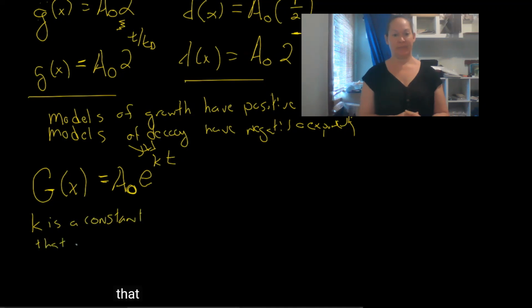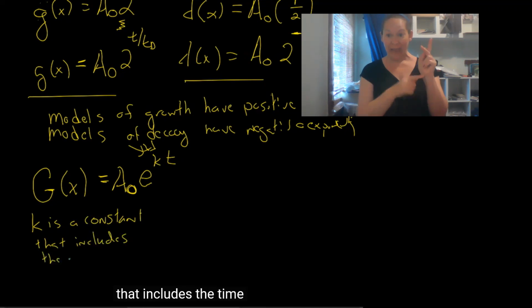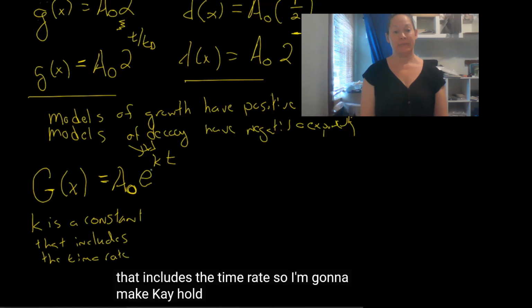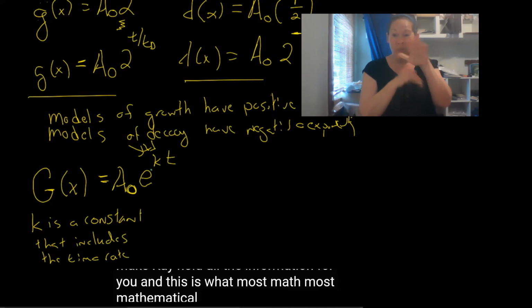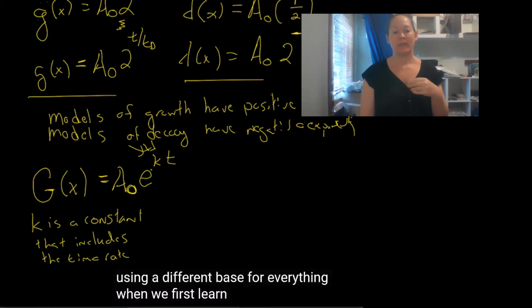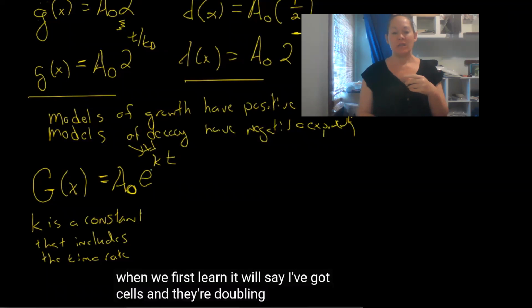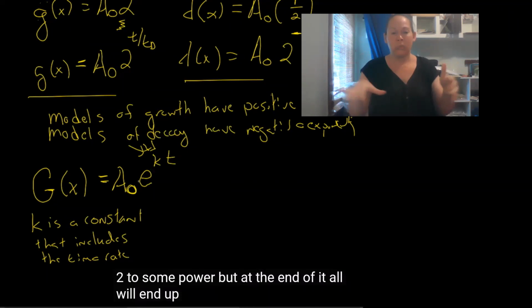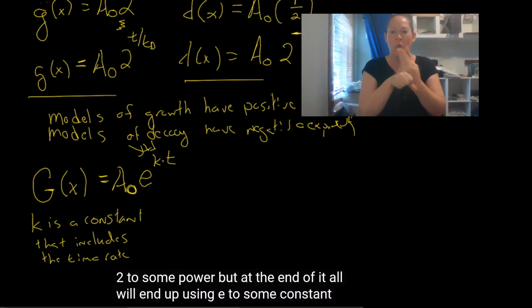That includes the time rate. So I'm going to make k hold all the information for me. And this is what most mathematical models do. Instead of using a different base for everything, when we first learn it, we'll say, I've got cells and they're doubling, so I'll take 2 to some power. But at the end of it all, we'll end up using e to some constant times t.